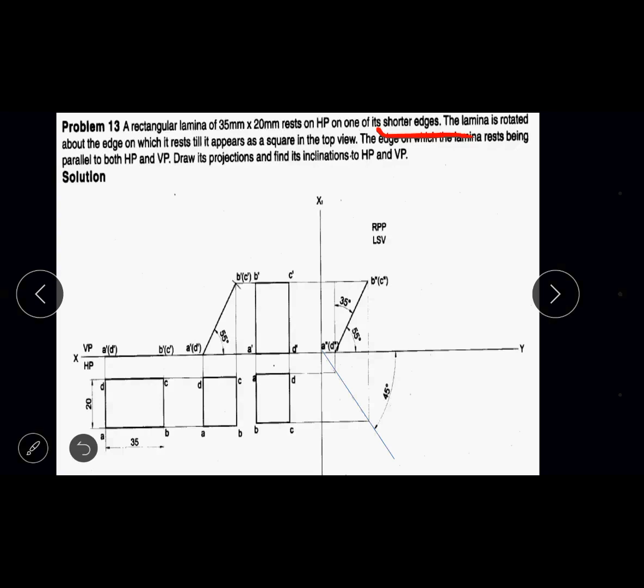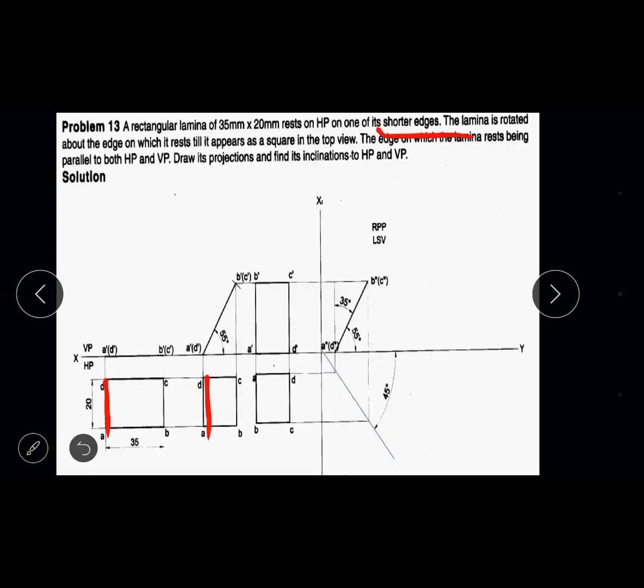when you are going to get a square of 20, it appears as a square in the top view. So that square will be equivalent to whatever side you take as the resting side; that side will be equivalent to the side of the square. Well, here the square side is not given in the problem. It is just mentioned as a square, of what dimension it's not given.